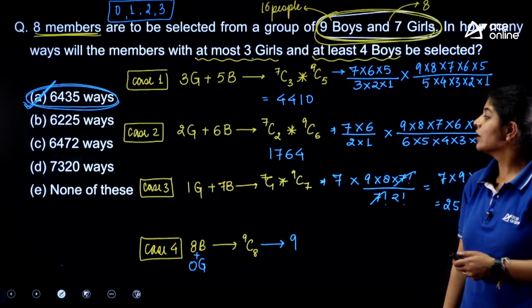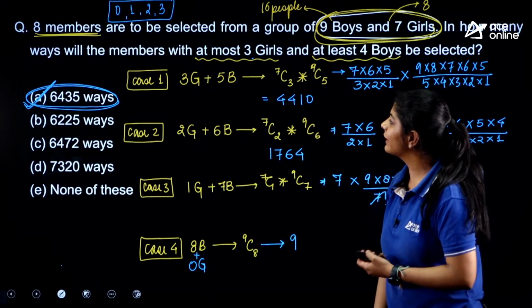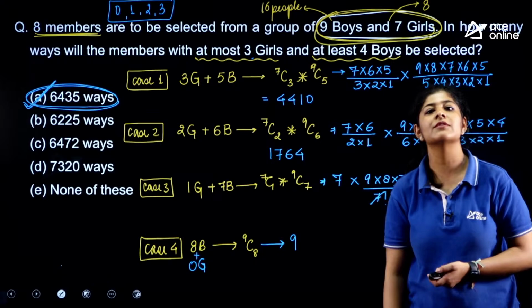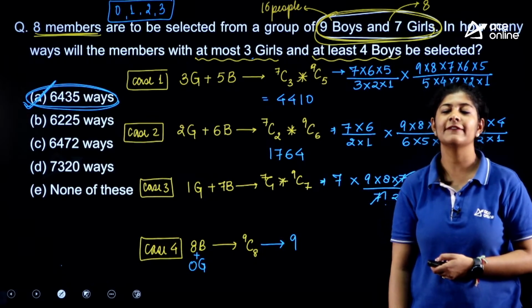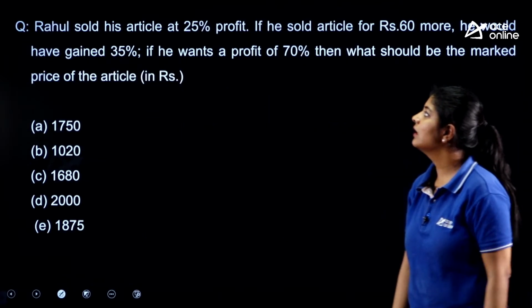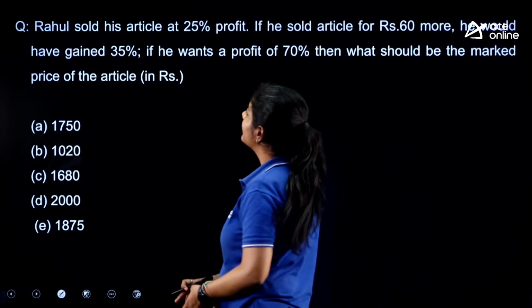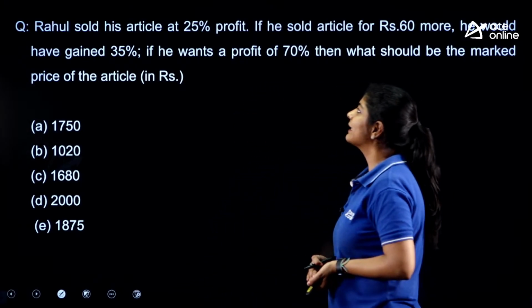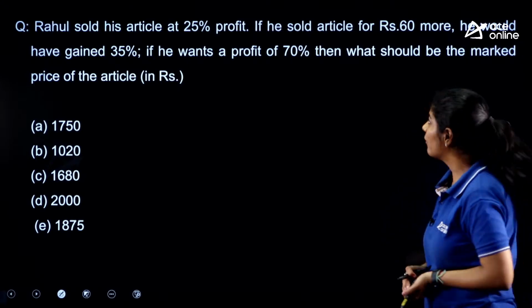Is it clear? So what is the total number of ways we are having? We are having 6,435 ways.